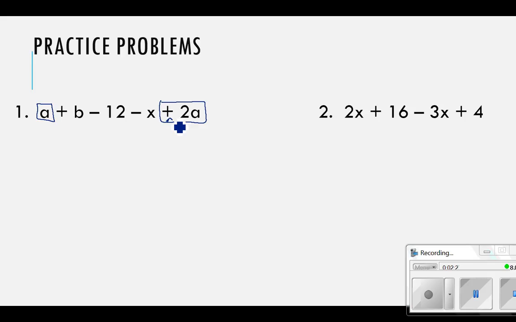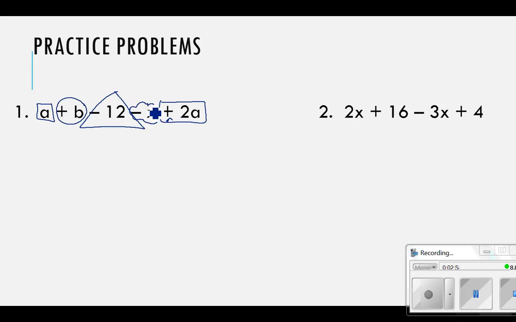Then I'm going to use another shape for the b. I have positive b with a circle. I'm going to look for other b's, and I don't have any, so I'm done with that. Then I have a number, minus 12. I'm going to make a triangle for that one. I don't see any other whole numbers without a variable, so I'm done with that. And then the minus x, I might make up my own shape, because that's going to be different as well.